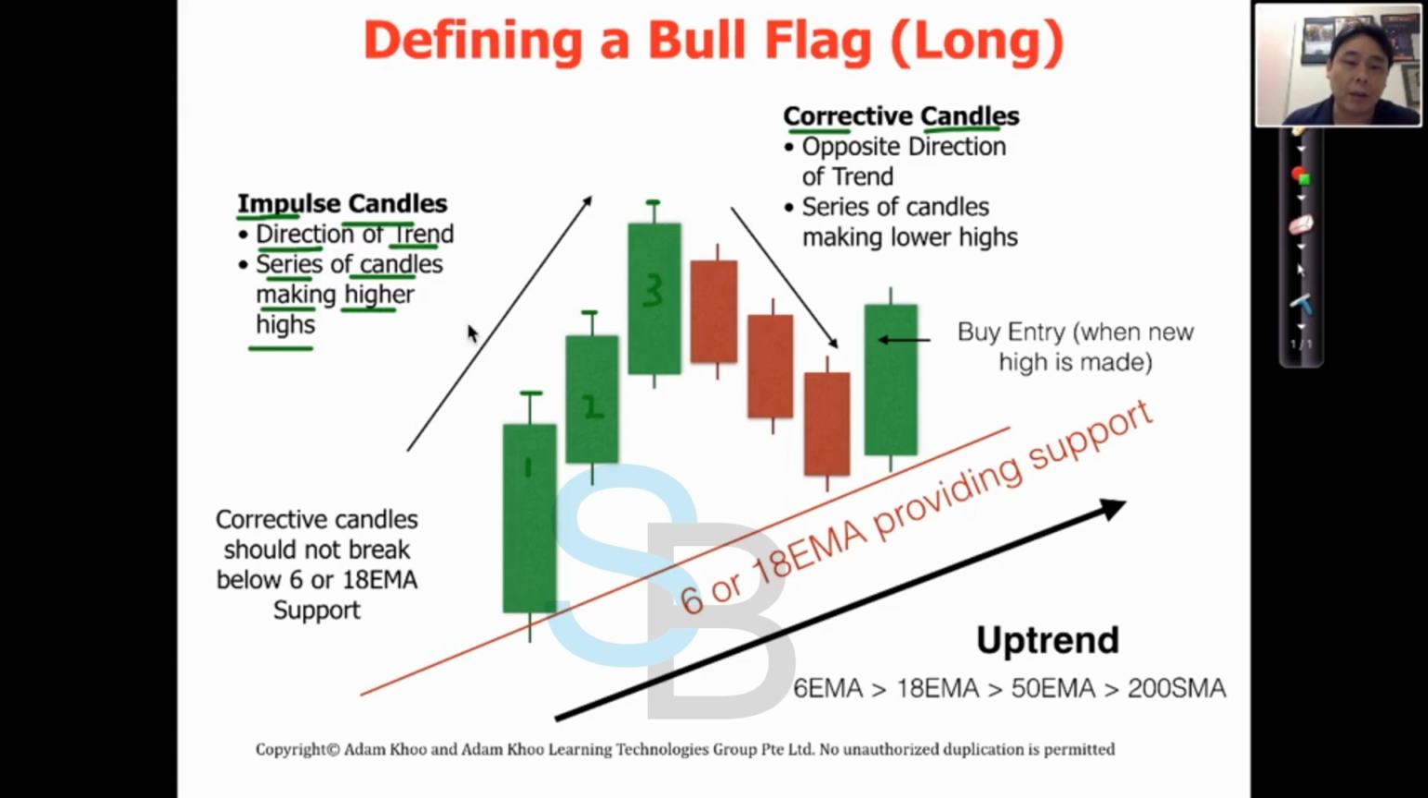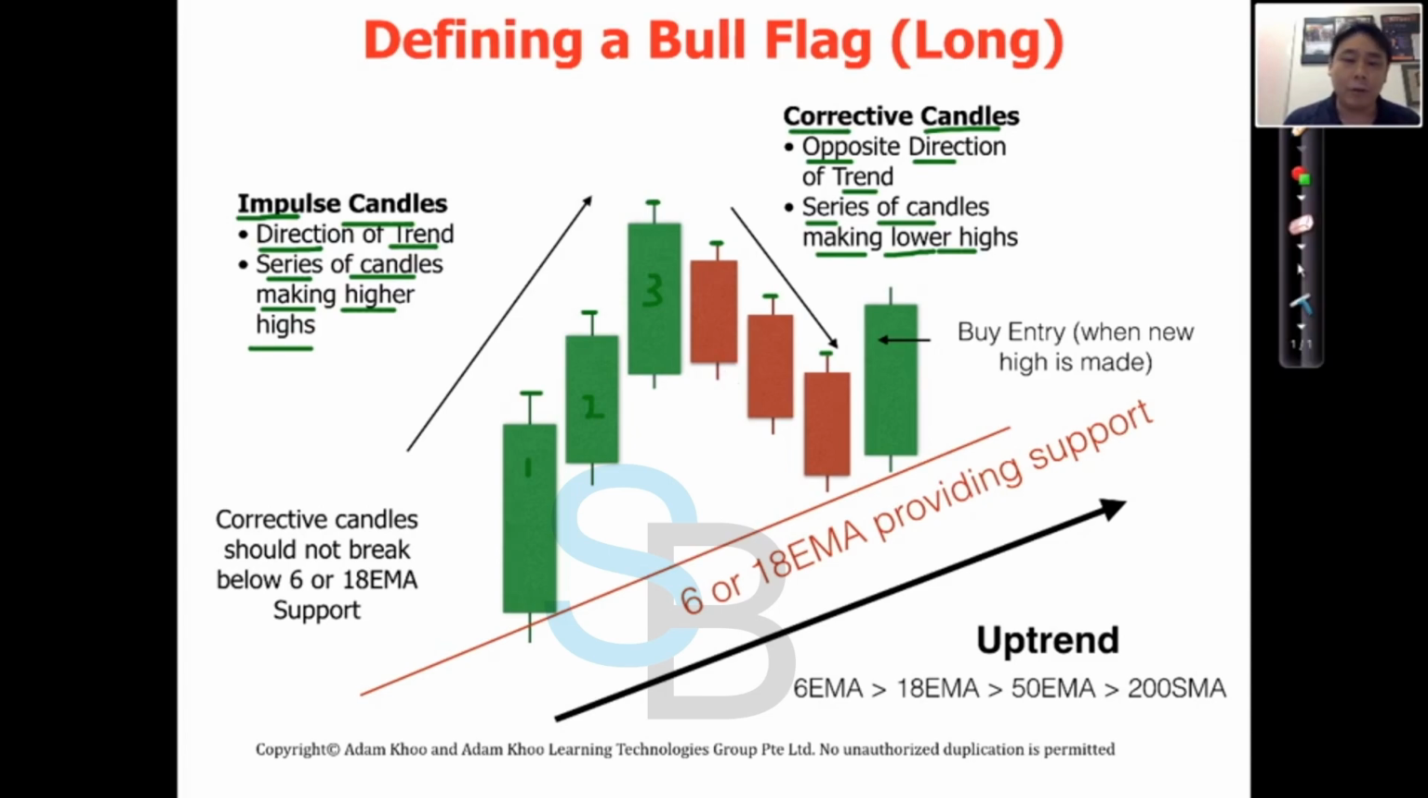So after the series of impulsive candles, we're then looking for the corrective candles. The corrective candles are candles that are moving in the opposite direction of the trend. So in this case, the trend is going up and the corrective candles are coming down. So it's making lower highs. You can see a series of candles making lower highs. This high, this high, this high is making lower highs, and lower highs. So this is what we call a bull flag pattern.